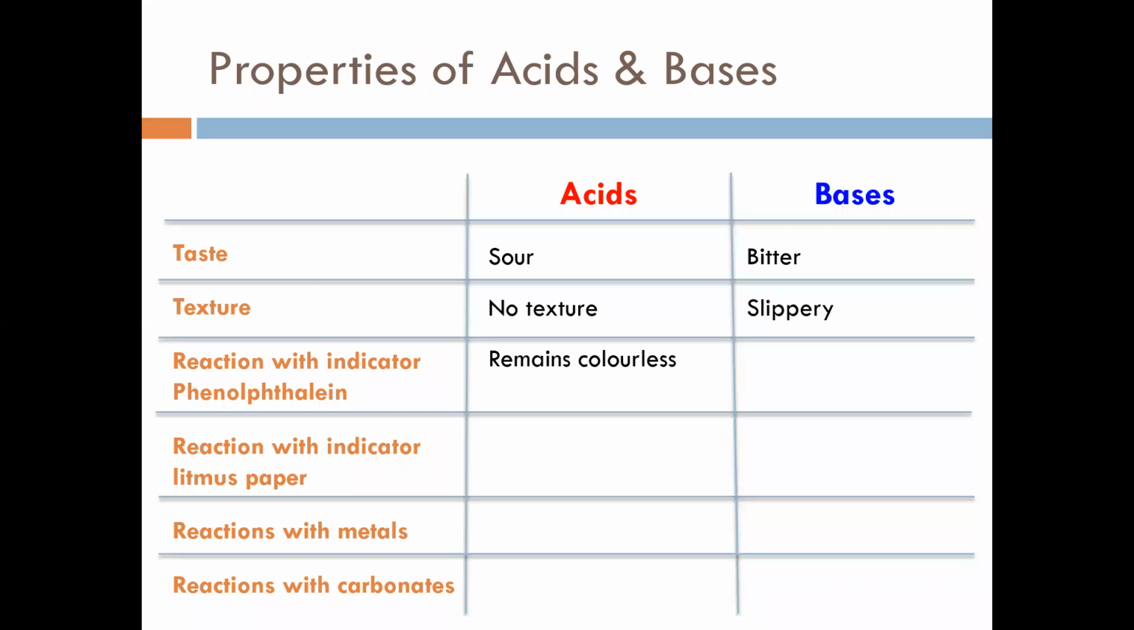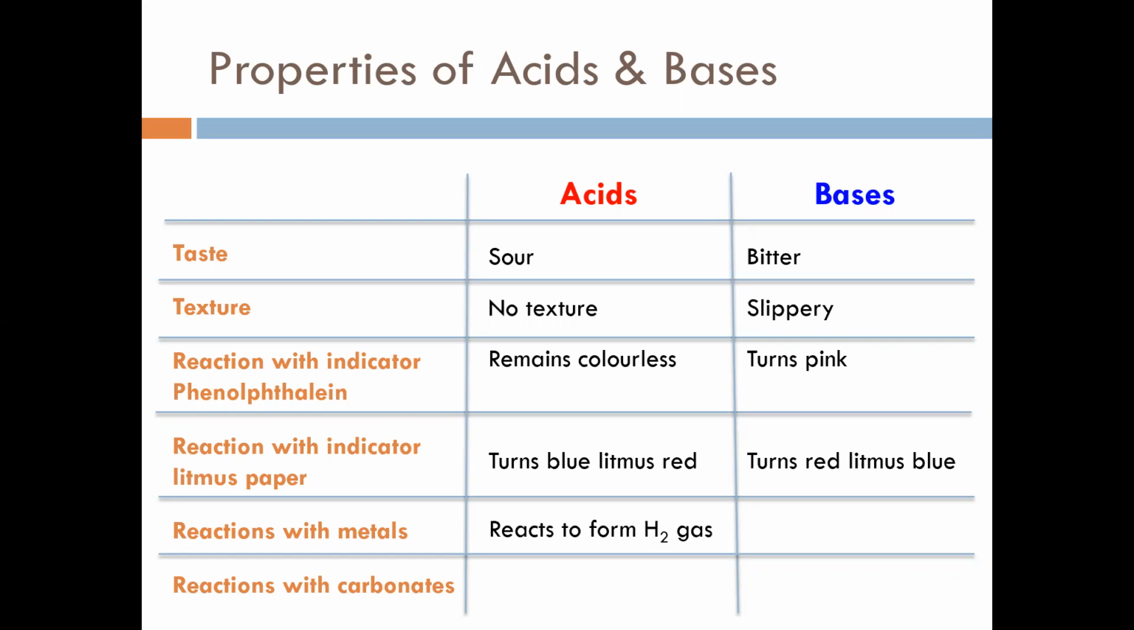If you have phenolphthalein and you put it in an acid, it will remain colorless, but in a base, it will turn pink. If you put red litmus paper in an acid, nothing will happen. But if you put blue litmus paper in an acid, it will turn red. And conversely, if you put blue litmus paper in a base, nothing will happen. But if you put red litmus paper in a base, it will turn blue.